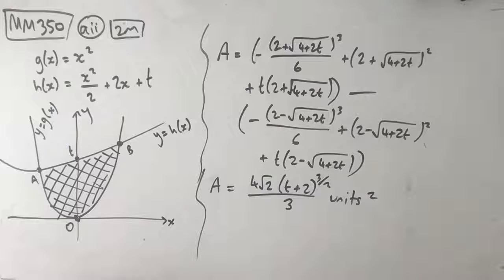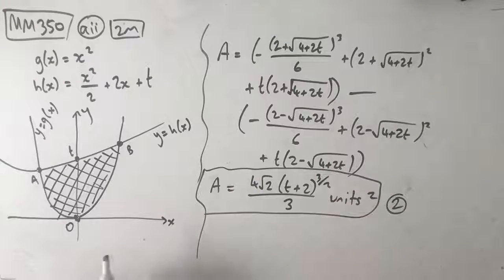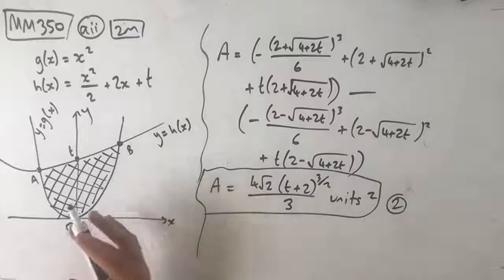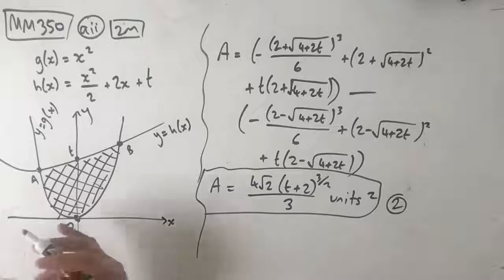Awesome. Now your first mark was when you anti-derive the function, and then our second mark is our area here. So that's our area there. Guys, that's it for part A(ii). If you have any questions, let me know, but let's move on to part B now.